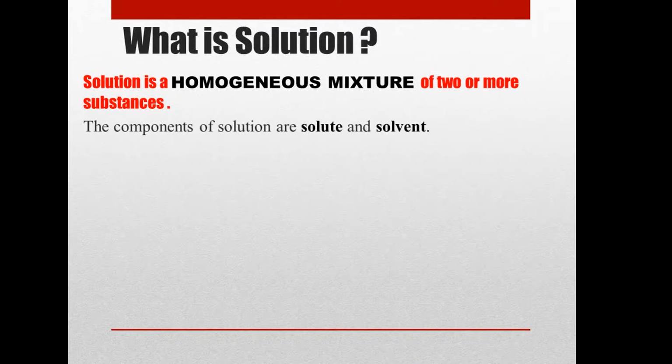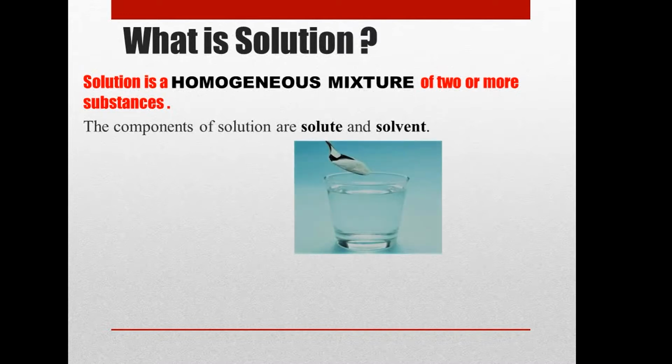The components of the solution are solute and solvent. For example, if we put salt in water, then it will dissolve to form a solution. Out here you can see that water and salt are basically forming a solution whose composition and properties are uniform throughout the mixture. Out here, salt is a solute and water is a solvent.